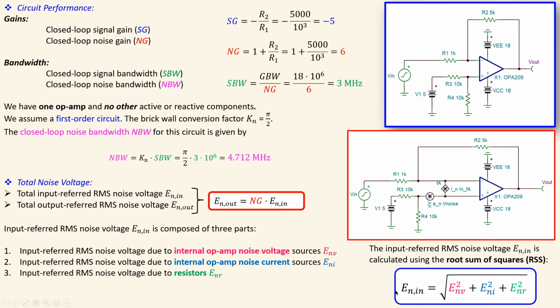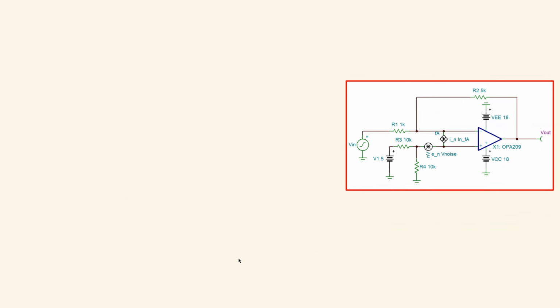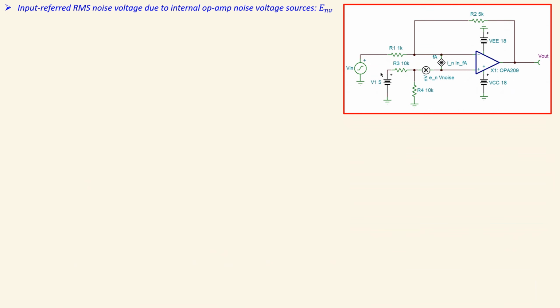So you will actually have the input referred RMS noise voltage, which is the square root of the square of each part, added up. That is actually how we calculate this. Let's look at it in more detail, and let's keep the model of this circuit of the op-amp and also the resistors around it. So let's first start with the first one.